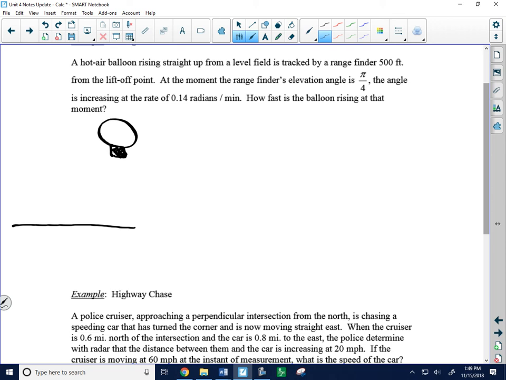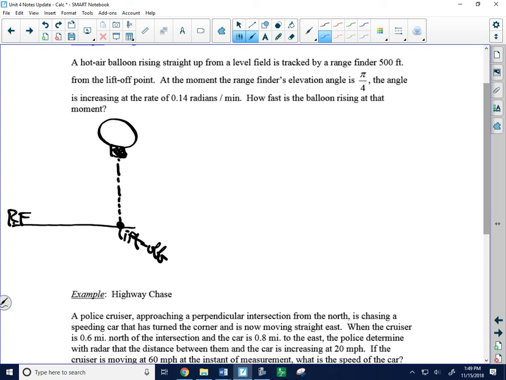We're getting off track now. The hot air balloon rises straight up. That means I know that this is not changing. Right? It's straight up. I'm going to call this RF. It's tracked by a rangefinder 500 feet from the liftoff point. Did you see my board? I'll just write liftoff. It was right there. A rangefinder is a device to measure distance.